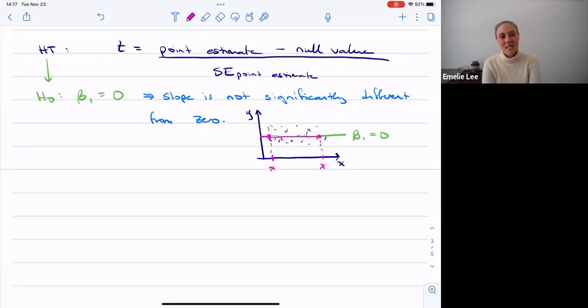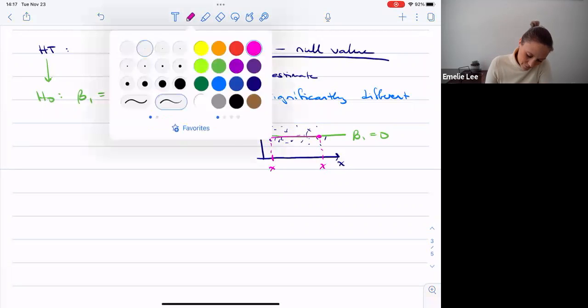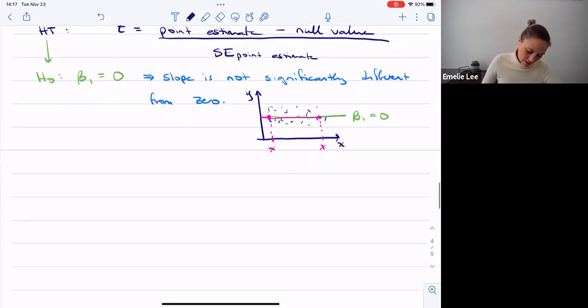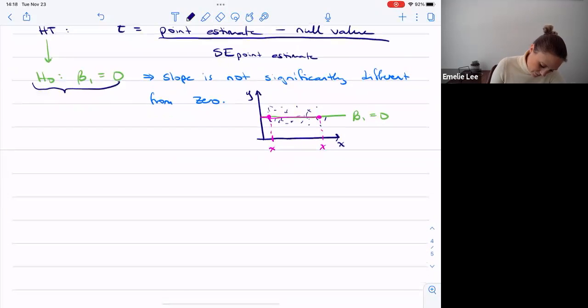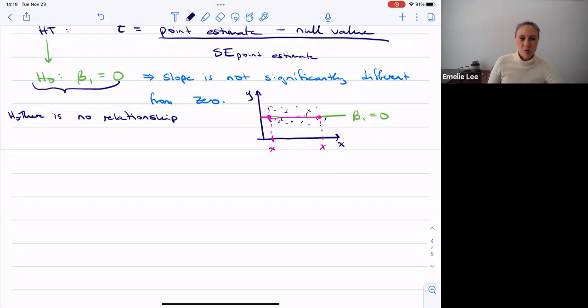So what we're testing is actually, is there some relationship between X and Y? The alternative hypothesis would be that there is some relationship between X and Y, but the null hypothesis is that there is no relationship. I'm trying to keep it on the same page, but I'm running out of room here. There's no relationship between X and Y.